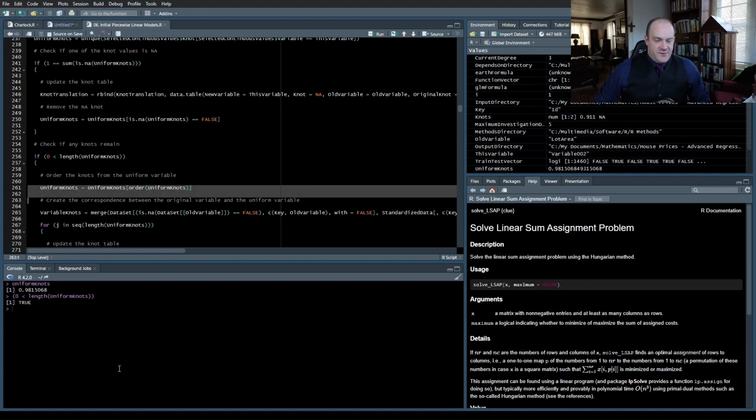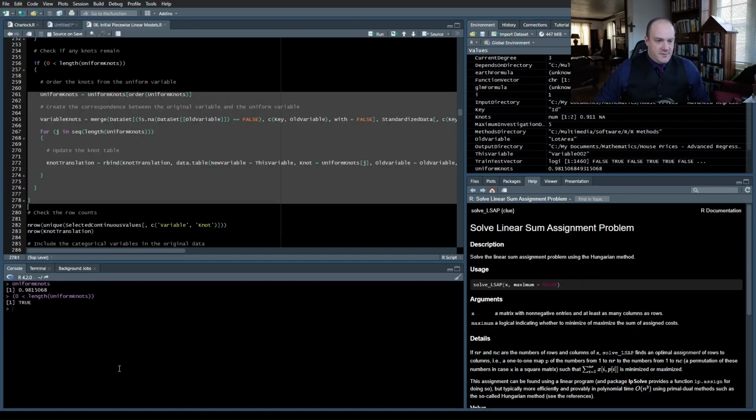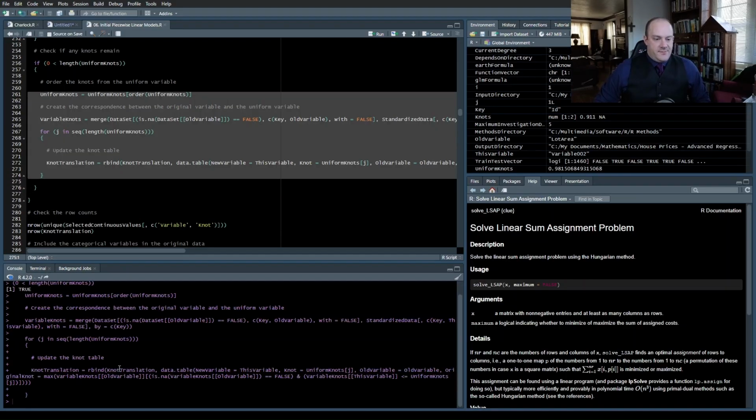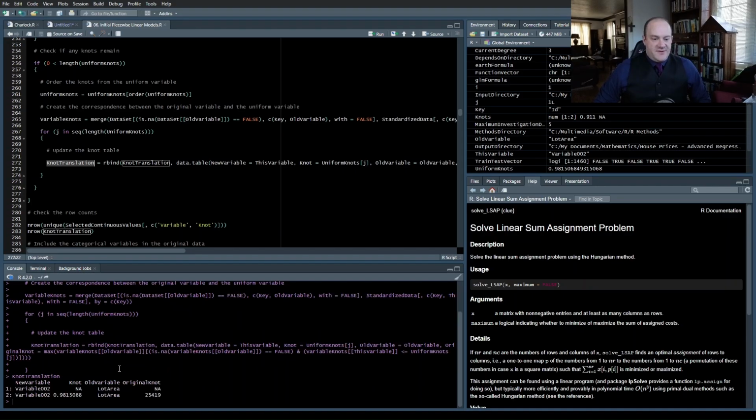And so now we are going to run this little for loop. And it's going to go through and translate the transformed variable value into an original variable value. So variable O2 was just some uniform random variable, and we said, things start to change at 0.981. And so you go, what's the meaning of that? The answer is, well, the variable was lot area, and what corresponds to a value of 0.918 is the value 25,419.